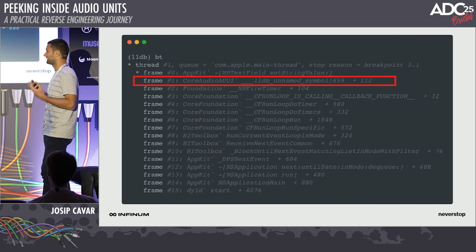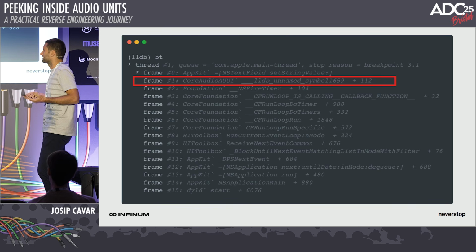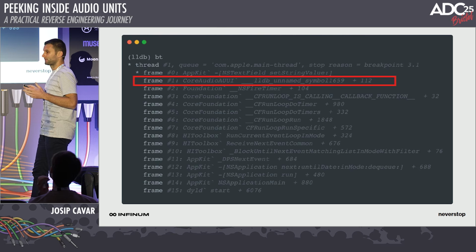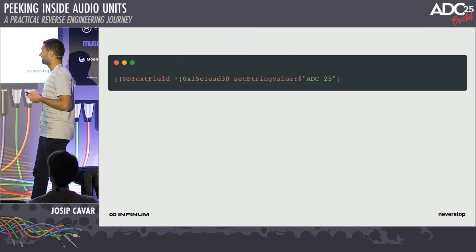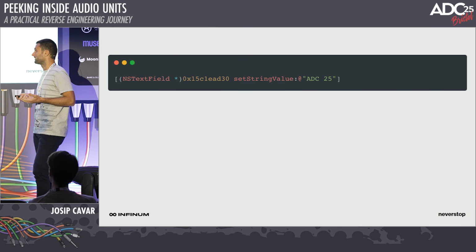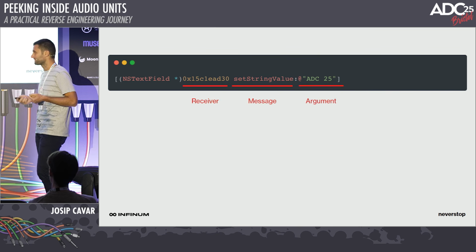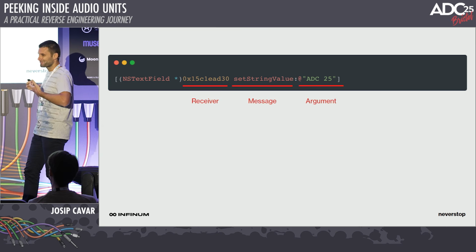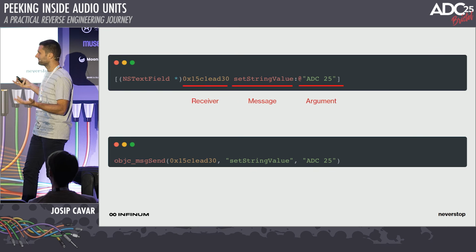What happens here is that LLDB understands that this is some kind of symbol, but it doesn't know which one it is. It's not a public symbol. Fortunately, what can help us here is the Objective-C runtime. Using our previous example, Objective-C is a dynamic language, and it uses a technique called message passing. The basic format of message passing is the following. We have a receiver, text field in this case, we have a message, and we have arguments. What this gets translated to at runtime is something like this, where it's translated to an Objective-C message send call with these three arguments.